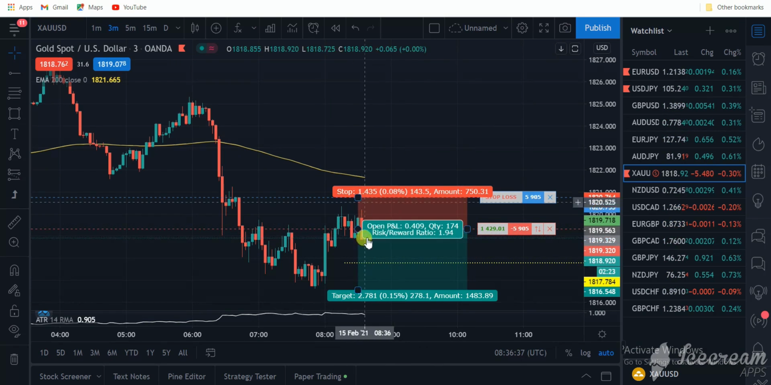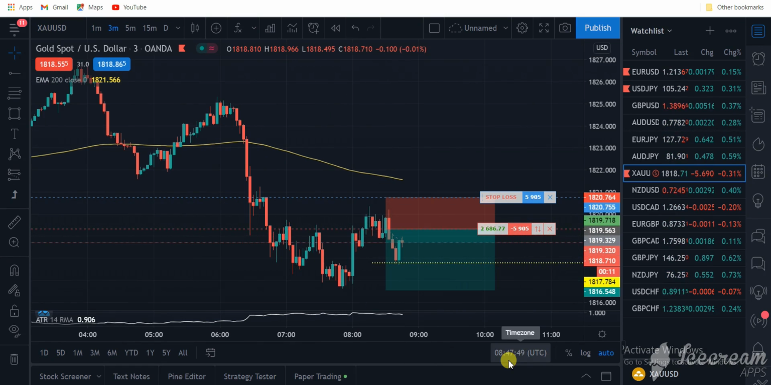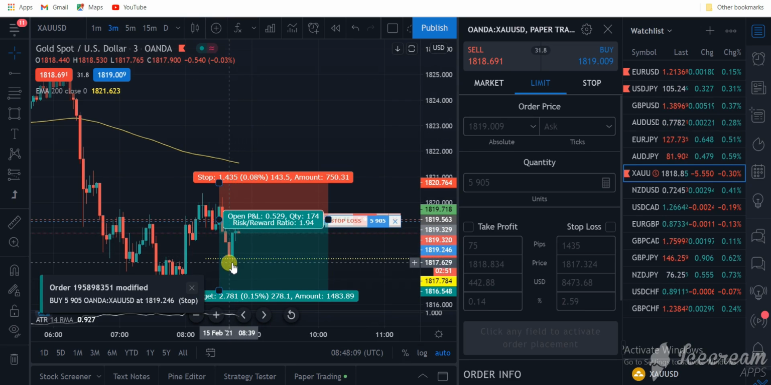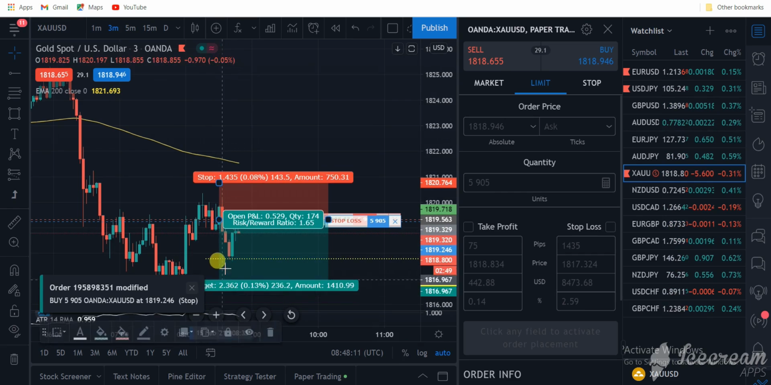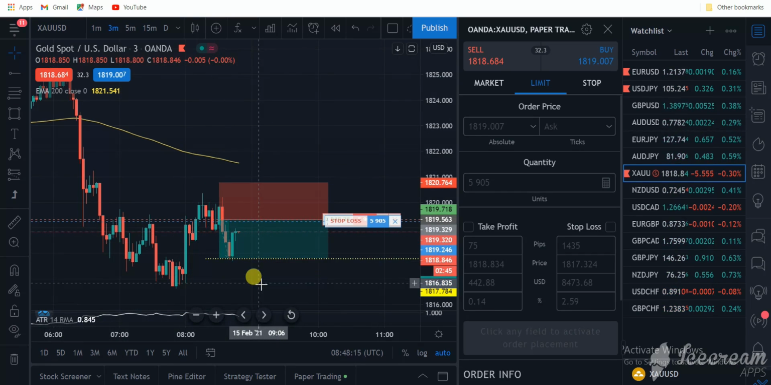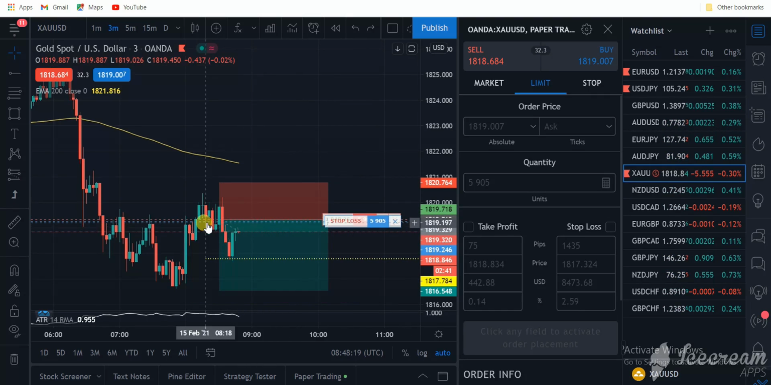Alright guys, as you can see, we got a 1-to-1 on this trade, so our stops should be moved to break even automatically. As you can see, my stops have been moved to break even for a 1-to-1 at that point. My stop is at the break even, at my entry level. So let's just wait for the result of this trade.